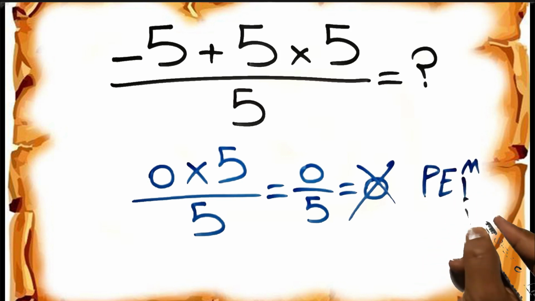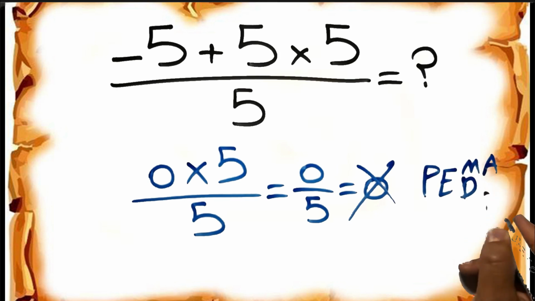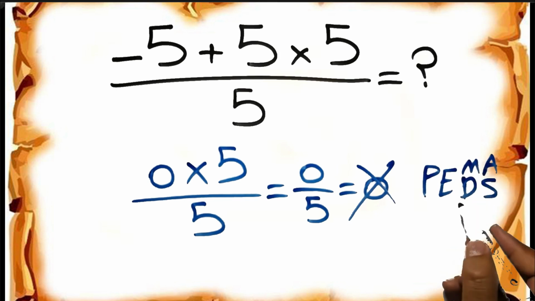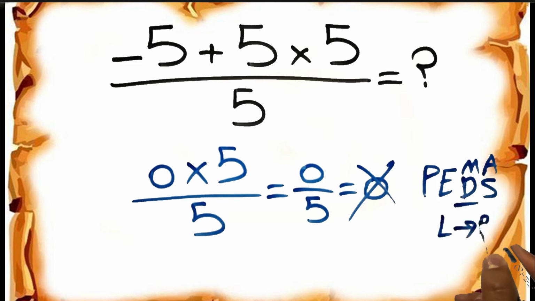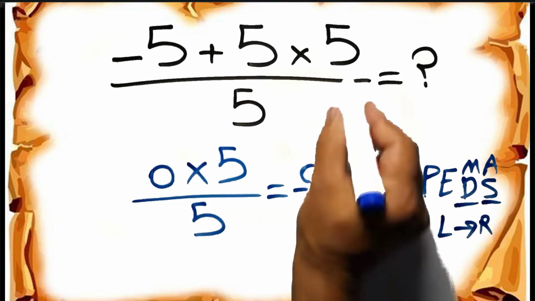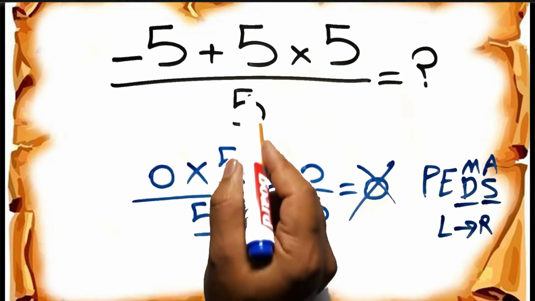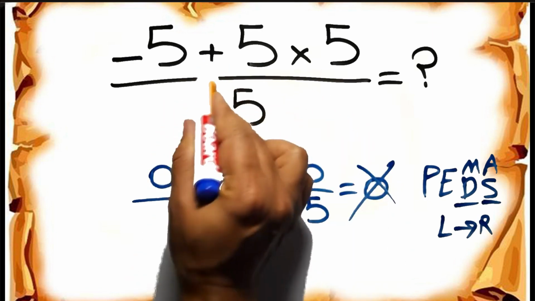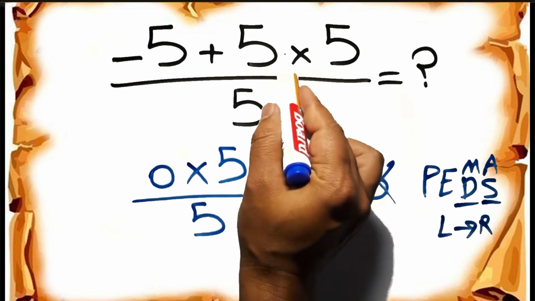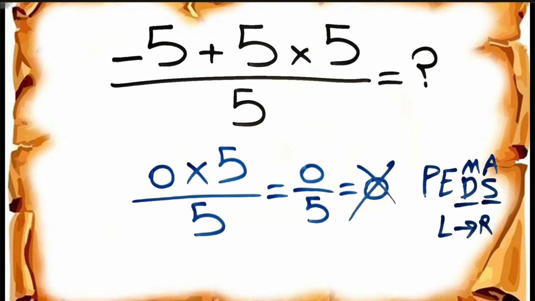exponents, then multiplication or division, and finally addition or subtraction. Remember that multiplication and division have equal priority, and we have to work from left to right. And the same applies to addition and subtraction. So here, in the numerator, first we have to do this multiplication, then this addition. If we do this addition before this multiplication, it is wrong.